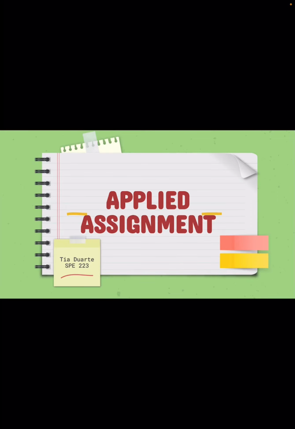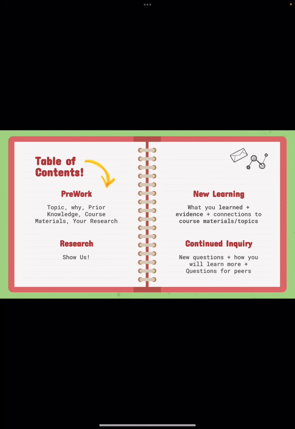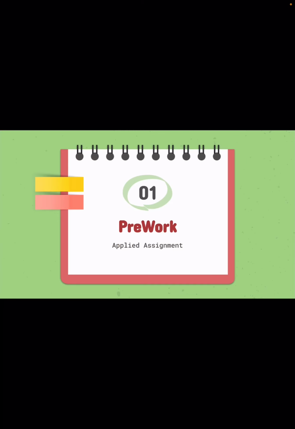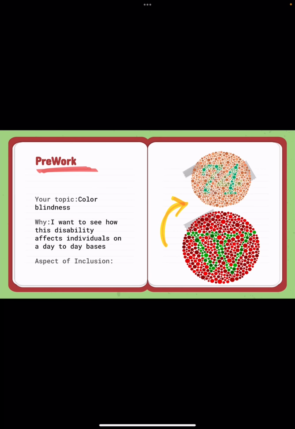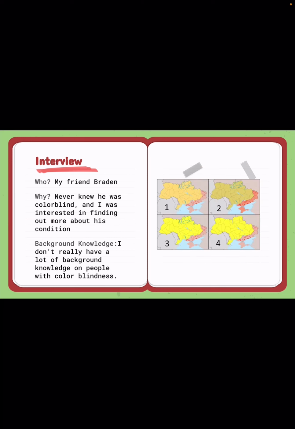Applied assignment. Here's my table of contents and my pre-work. My topic for this assignment is colorblindness, and I wanted to see how this disability affects individuals on a day-to-day basis, and that also connects to aspects of inclusion. And for those of you who don't know, the pictures on the right are what eye doctors actually use during your eye exam to see if you have any form of color blindness.